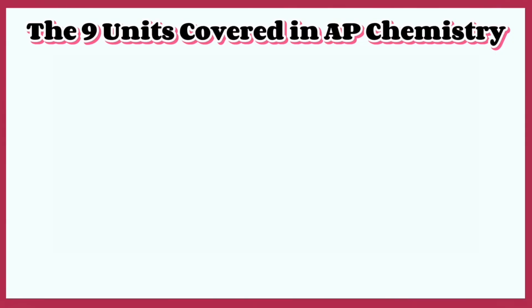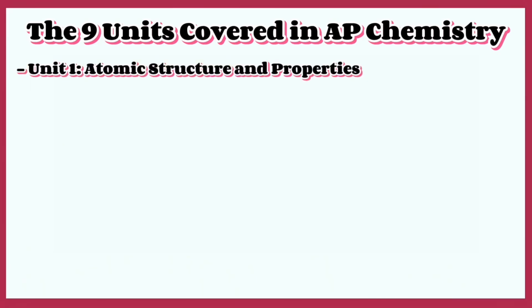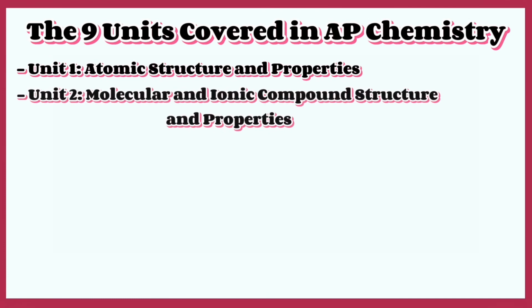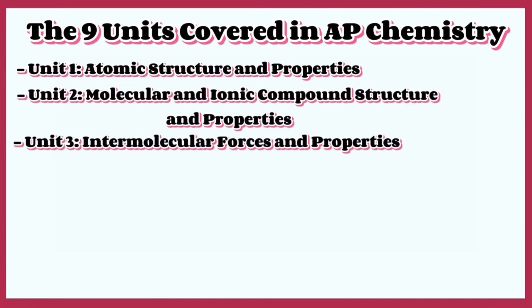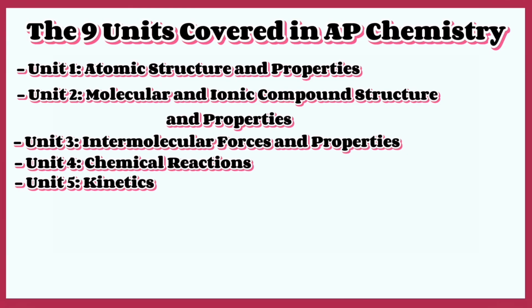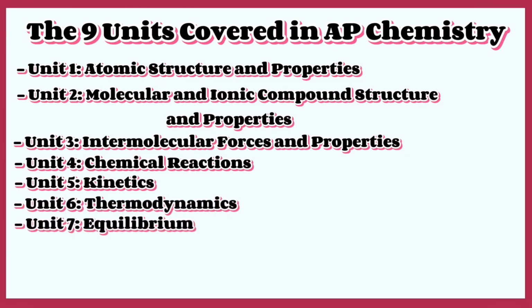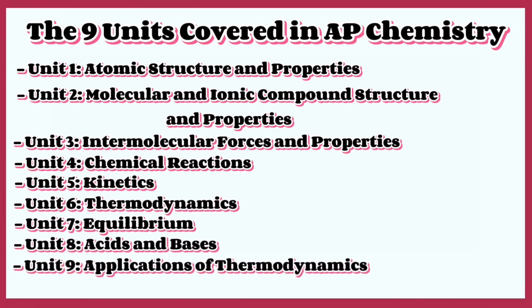Now, there are 9 units in AP Chemistry. Unit 1, Atomic Structure and Properties. Unit 2, Molecular and Ionic Compound Structure and Properties. Unit 3, Intermolecular Forces and Properties. Unit 4, Chemical Reactions. Unit 5, Kinetics. 6, Thermodynamics. 7, Equilibrium. 8, Acids and Bases. 9, the application of thermodynamics.